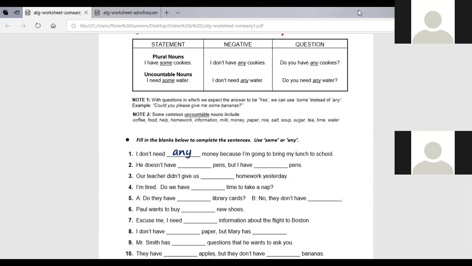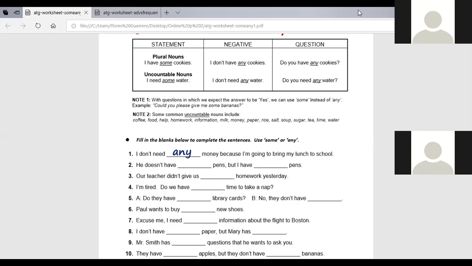El some lo puede usar con nombres contables o con incontables. Lo puede usar en oraciones afirmativas, okay? Some. En oraciones negativas vamos a usar any. Y en preguntas, bueno, en preguntas se pueden usar ambos. Se puede usar some y se puede usar any. Pero en este ejercicio solo lo estamos utilizando con any.